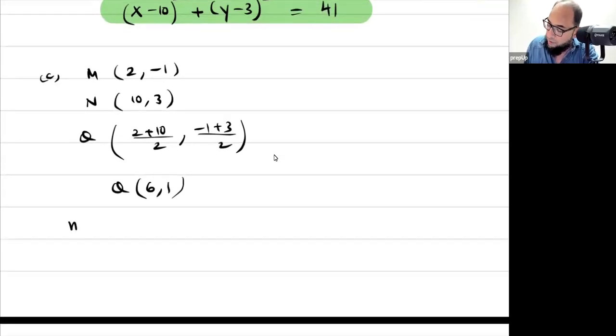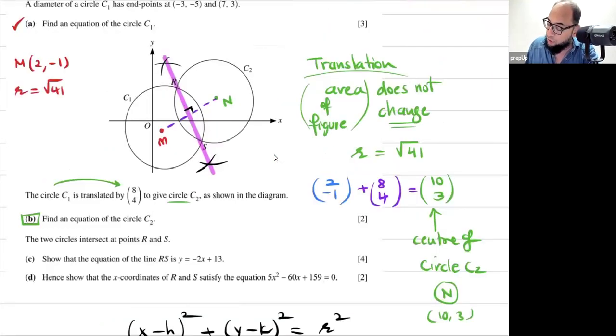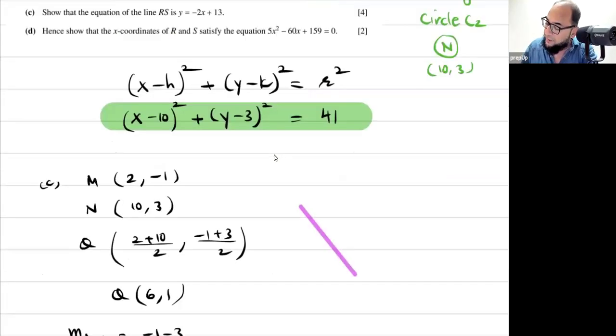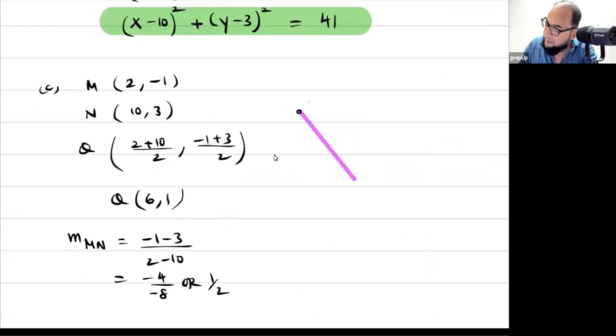And gradient of MN is minus 1 minus 3 over 2 minus 10, which is minus 4 over negative 8, which comes out to be positive half, which makes sense. Yes, the gradient looks positive. Therefore, the gradient of the perpendicular, which is RS. So somewhere here is R, somewhere here is S. So the gradient of RS should be negative reciprocal of gradient of MN, which comes out to be negative 2.